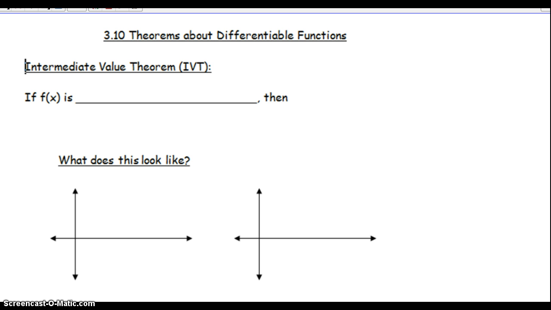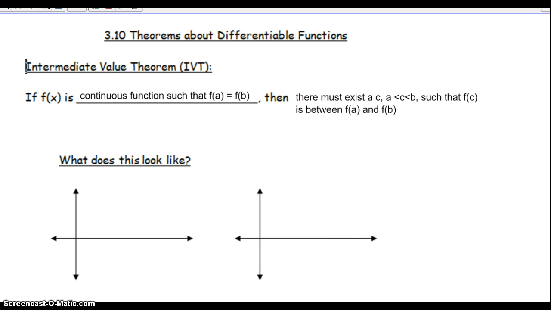So if f of x is a continuous function such that f of a is not equal to f of b, then there must exist a c, with that c in between a and b, such that f of c is then in between f of a and f of b. So what does that look like? Here we go. Here's a, here's b, and c is somewhere in between.